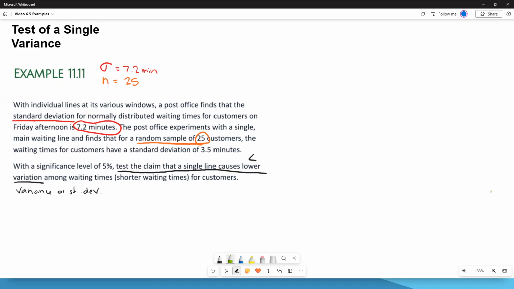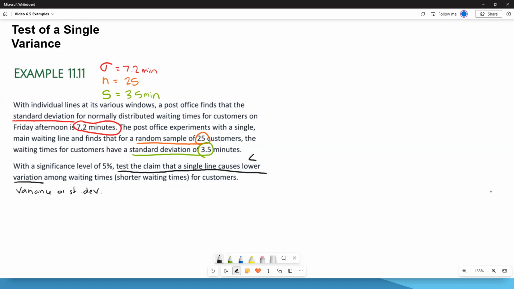And then it says the waiting times for customers have a standard deviation of 3.5. That 3.5 minutes is attached to that random sample of 25, so that's a sample standard deviation of 3.5 minutes. And then they ask us to test this claim. When they talk about variation, both variance and standard deviation are measures of variation.